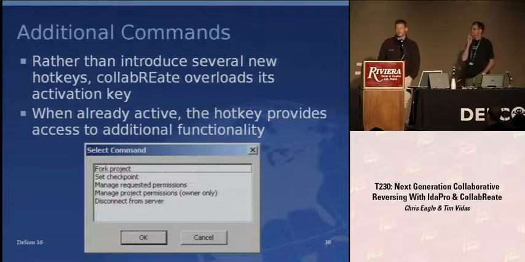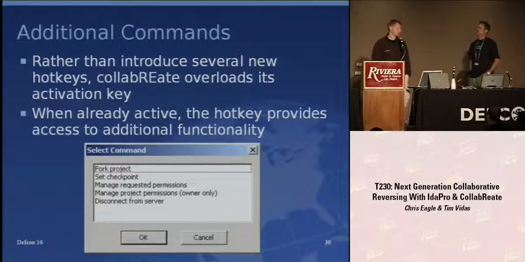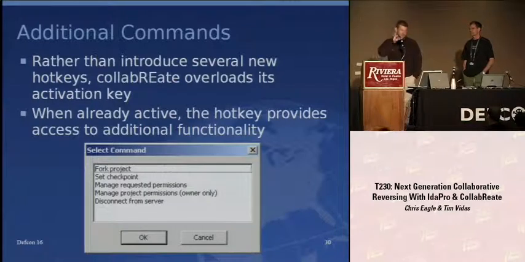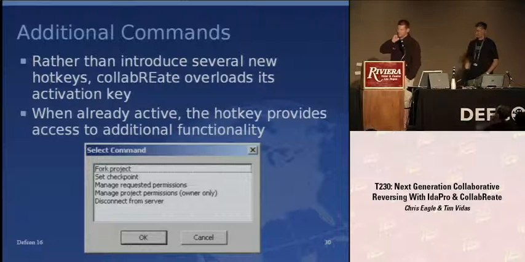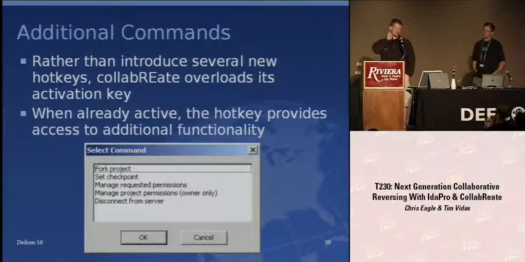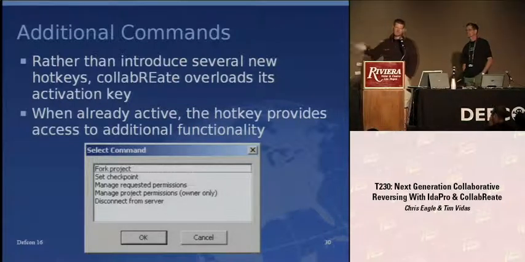So if users forget, then they're not sharing things anymore. So all of the commands that we do just subscribe to the notifications that IDA creates. You basically work as normal, and all the updates are sent. We overload the activation key, so we really only have one hotkey for the whole plugin. If you hit F6 again once it's loaded, you get CollabREate specific things.